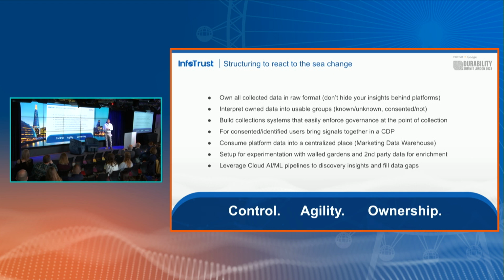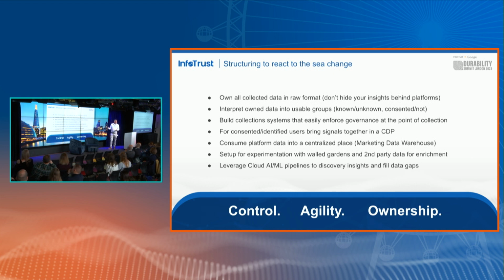What insights go away? You need to delete things. You need to remove things. Anything that you want to change, you own it and can interact with it. Interpret your own data into usable groups, like known, unknown, consented, not consented. You've got to get used to the idea that everything needs to be looked at through this lens. If we're going to think about these groups and ask questions about them, we need to understand how we're organizing our data.